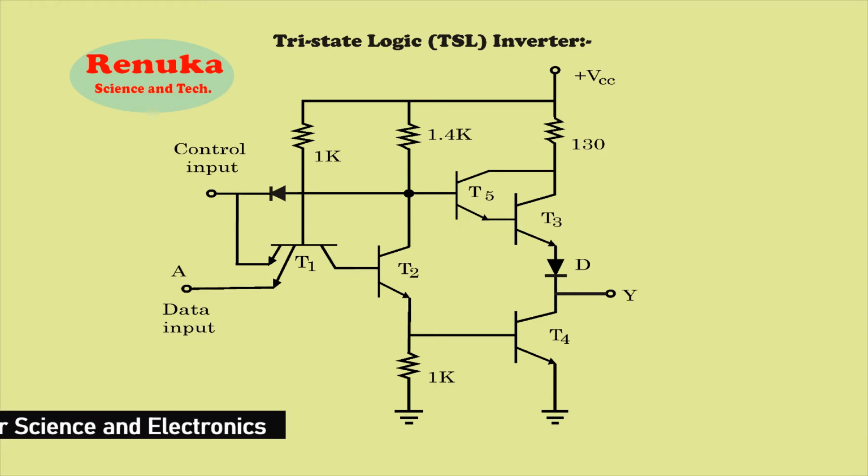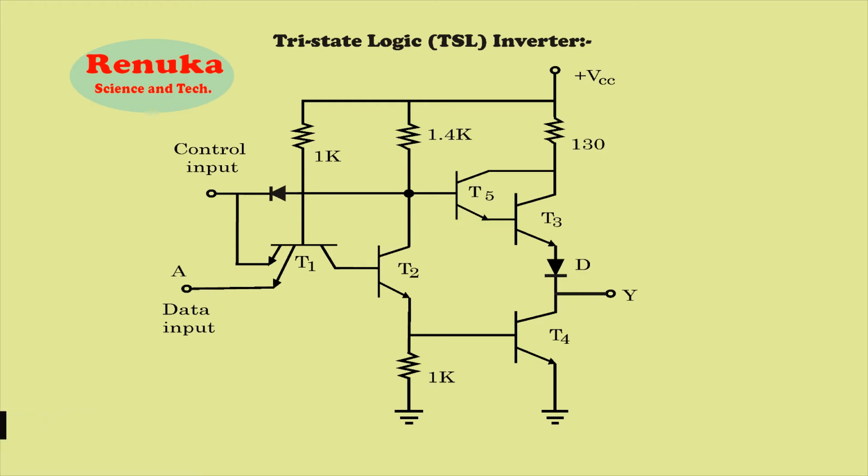At the output, there is only one output. So data input A and output Y will form a NOT gate, and we have designed a control input here to control the function of this tri-state inverter. So this was all about the circuit diagram, and here you can see one additional transistor is connected. Transistor T2's collector is connected to the base of transistor T5, and the collector of transistor T3 is connected to the collector of transistor T5. So the circuit will work like this.